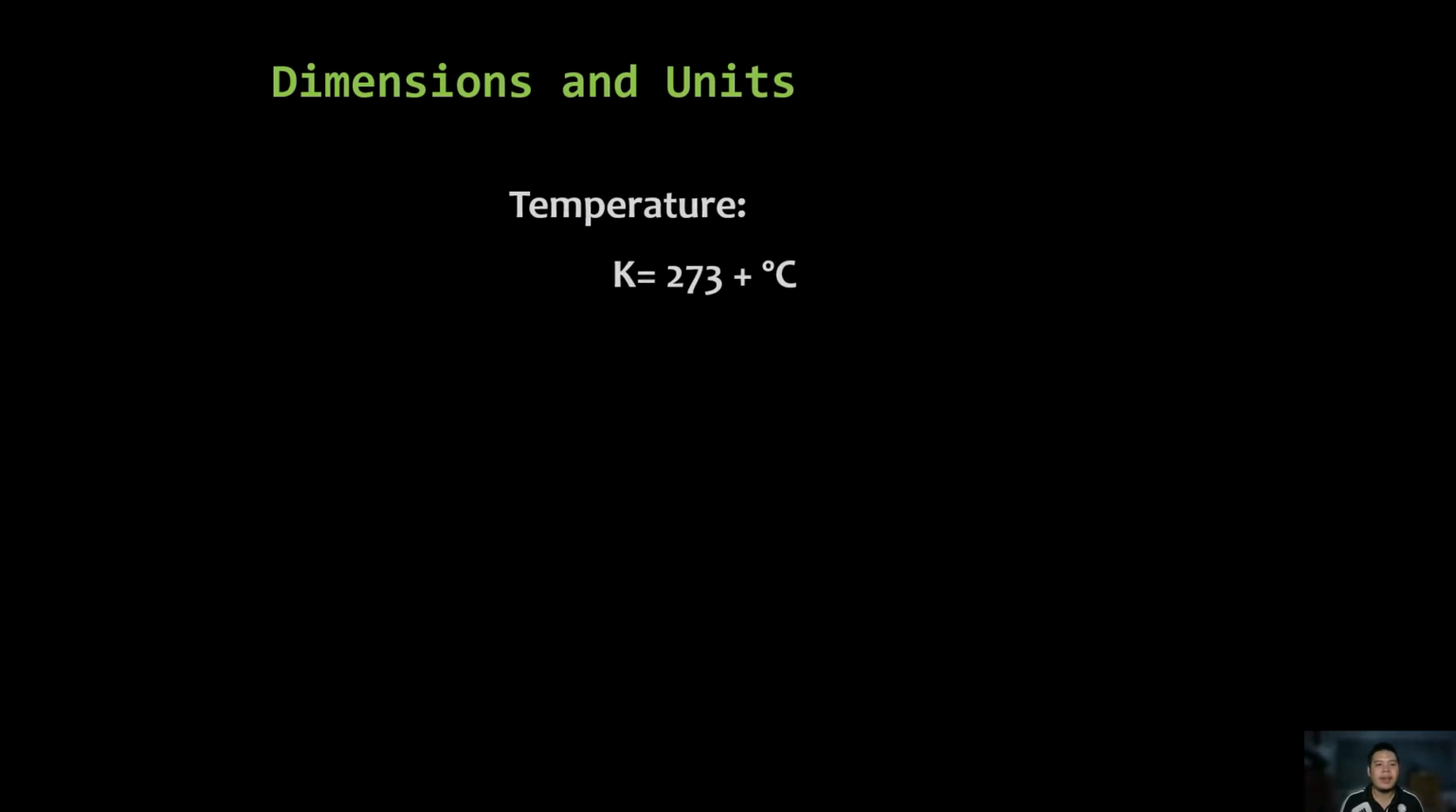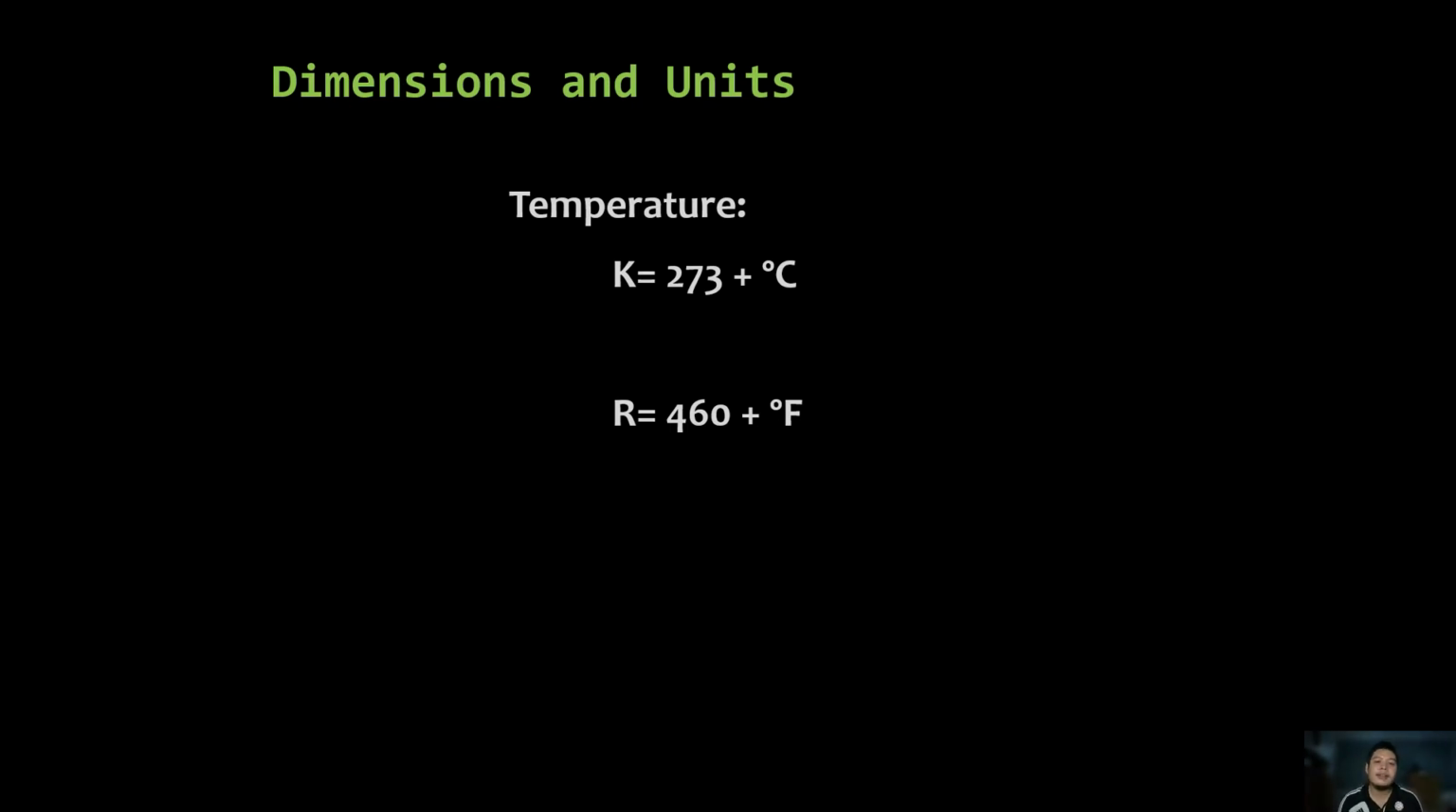For other basic units, for Kelvin, we just need to add 273 to our Celsius reading. As I've said, here in the Philippines, we usually use Celsius. For Rankine, we need to add 460 plus the Fahrenheit. So from Celsius, we need to convert it to Fahrenheit and add 460. So basically, that's how you get Rankine.